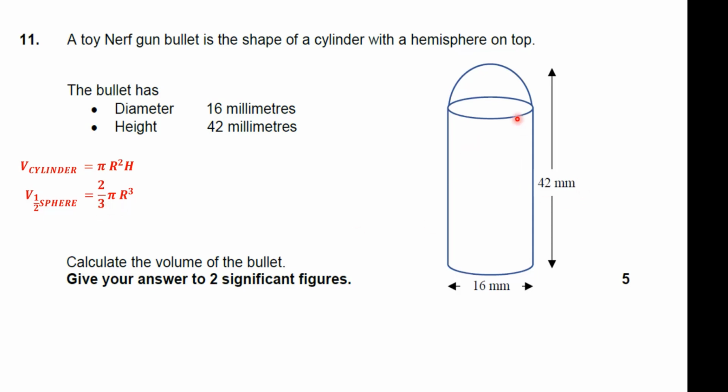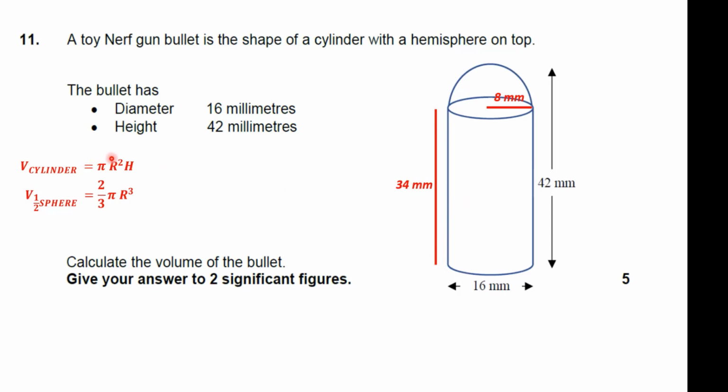Now we've got to get some information from here. What is the radius? Well, there is the radius there. The diameter is 16, so the radius is 8. We want to get the height of the cylinder, part without the top. So we go from there to there. Now, how much will that be? It's going to be 42 take away 8. 42 take away 8 gives you a height for the cylinder of 34.